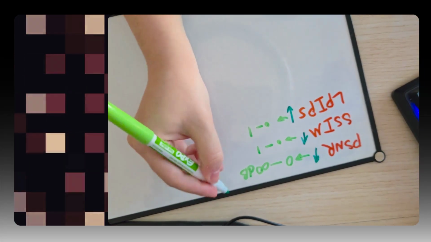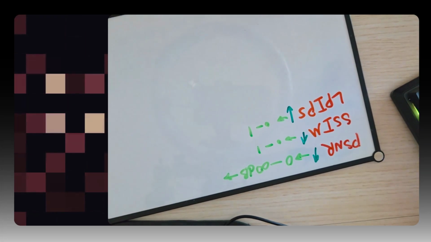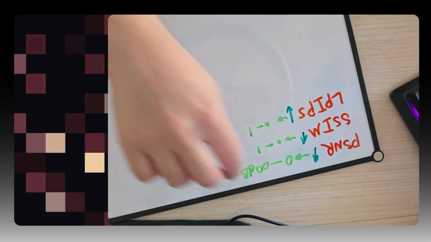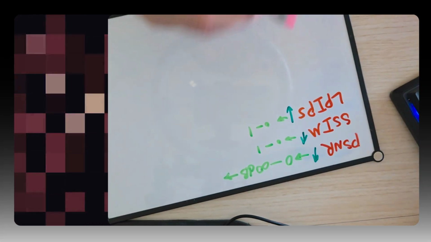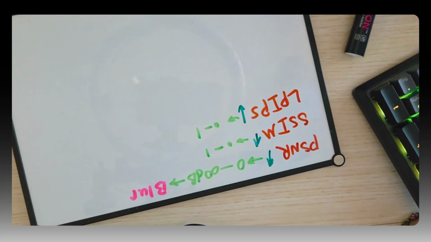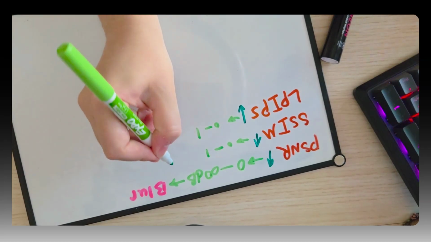So PSNR, because it measures pixel by pixel, really favors blur. This is where it falls short. So now let's go to SSIM.